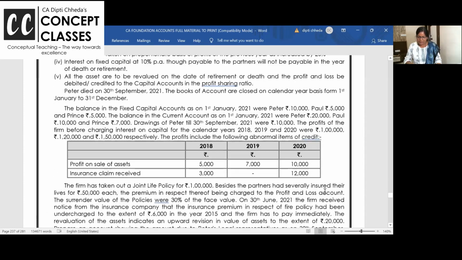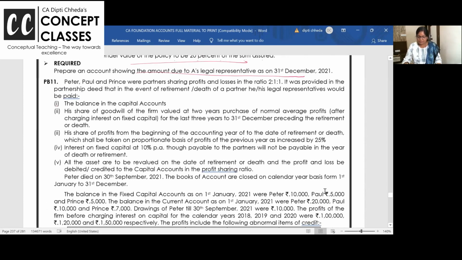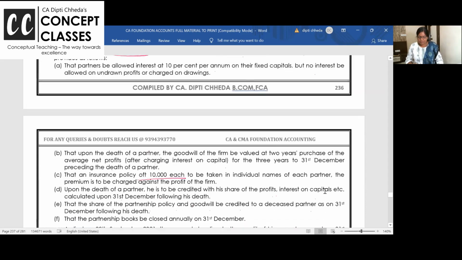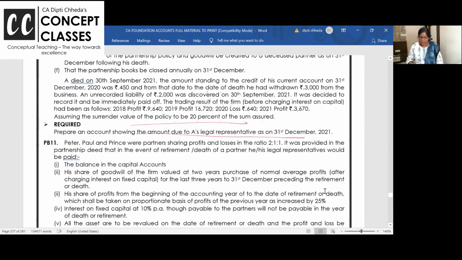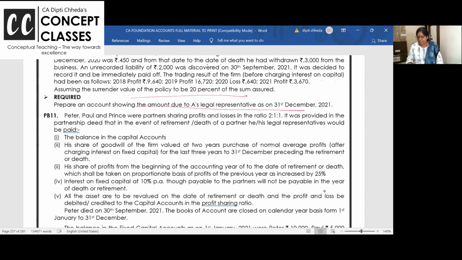11th problem we are doing now. Peter, Paul and Prince are partners sharing profit and losses. One thing, did you observe or not? In the 10th problem, too many working notes were there for goodwill, for profit, for interest. They didn't ask you anything about revaluation or the balance sheet. Now, Peter, Paul and Prince were partners sharing profit and losses in the ratio of 2:1:1.